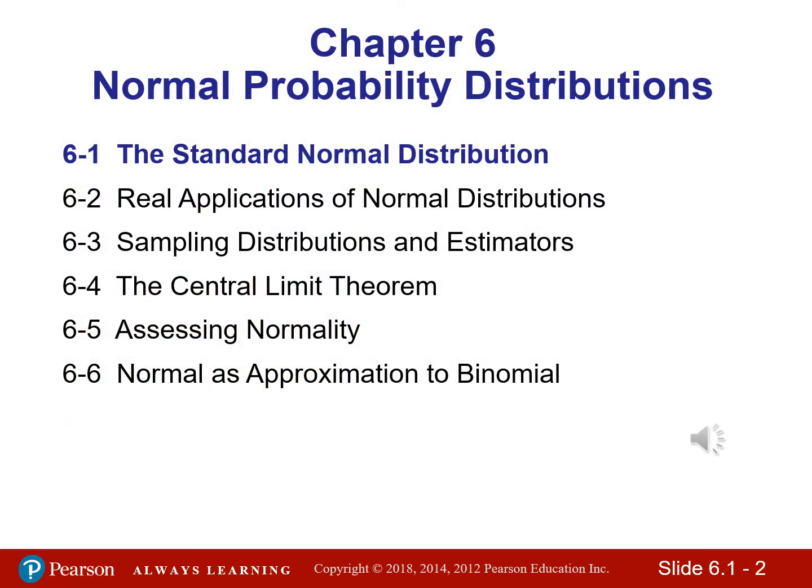In Chapter 6, Section 1, we'll learn about normal probability distributions, and we'll start with the standard normal distribution. Recall that a normal distribution, or sometimes called the bell curve, is a distribution that occurs naturally in many situations.